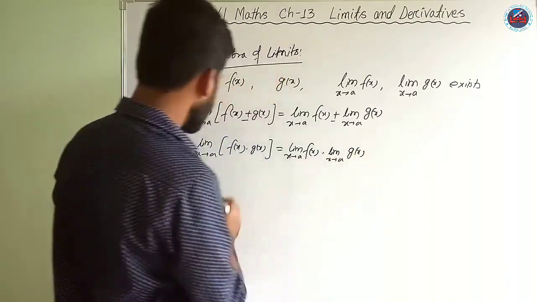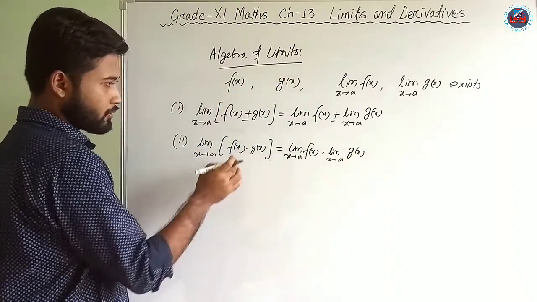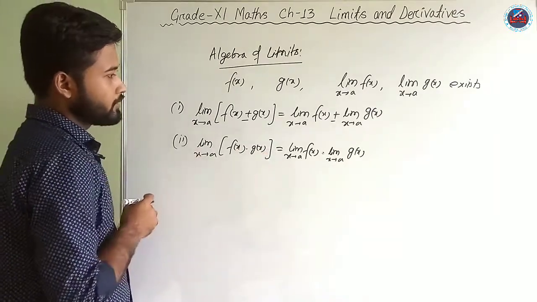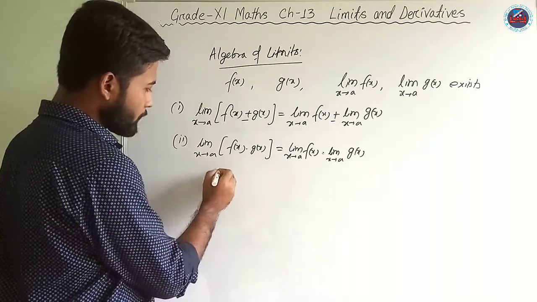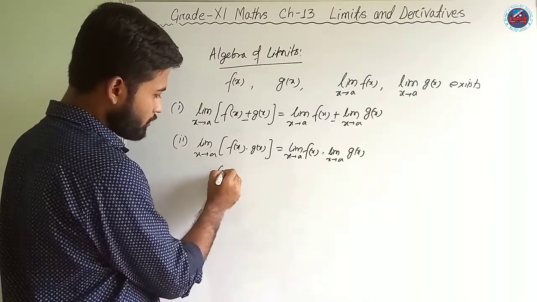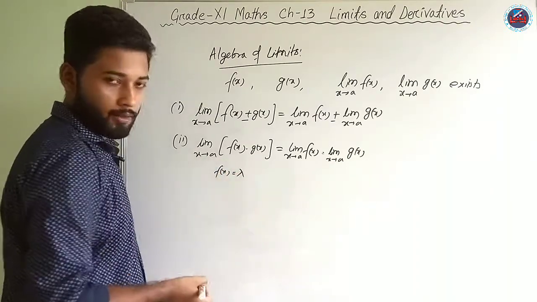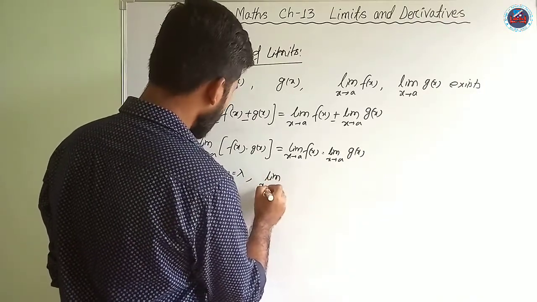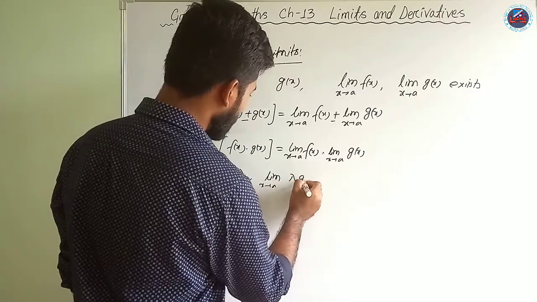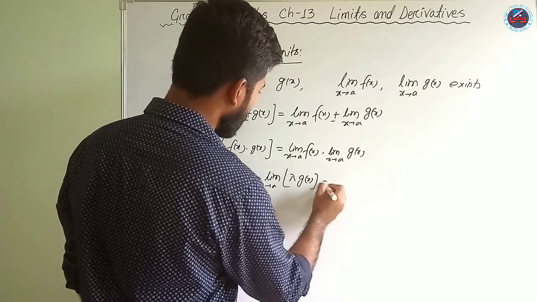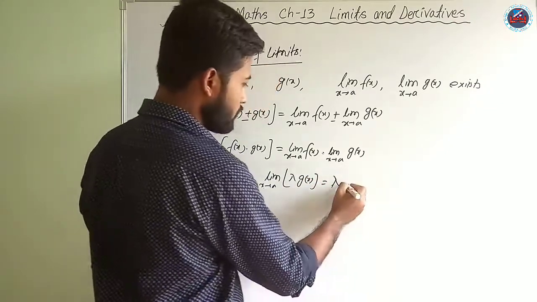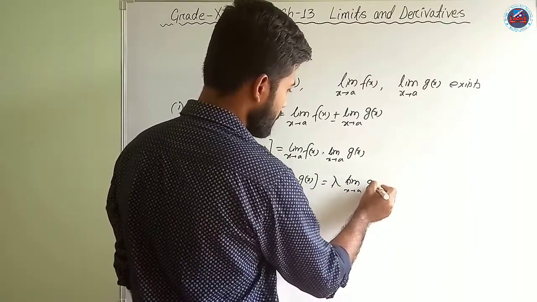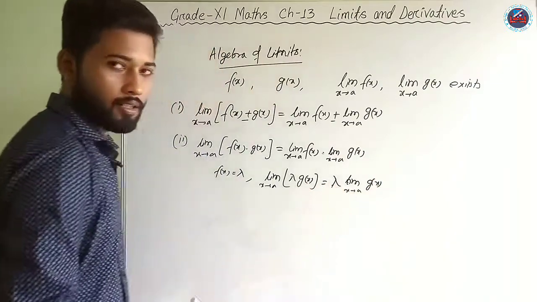Now, a corollary to this identity: if our f of x is equal to some constant, say lambda, then the limit as x tends to a of lambda times g of x will be equal to lambda into the limit as x tends to a of g of x. So this is our constant.